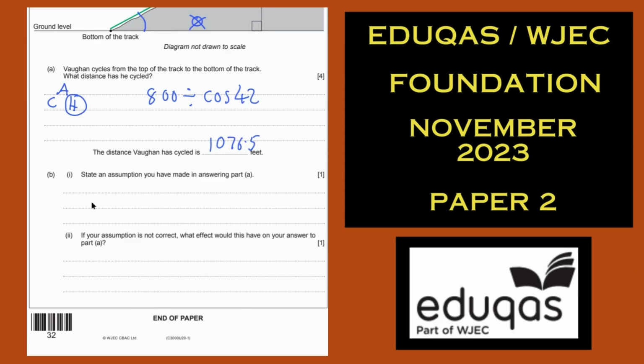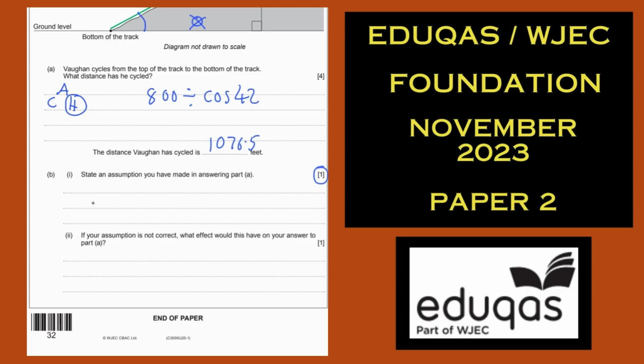State an assumption you've made. Anything along the lines of, we've assumed Vaughan cycles in a straight line, or there's no bumps, there's no curves, and so on and so forth. It's only one mark. Just say one thing, don't waffle. If your assumption is not correct, I mean, we can pretty much guarantee it's not.